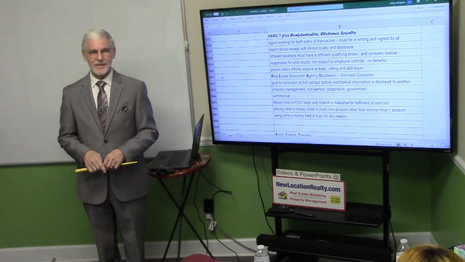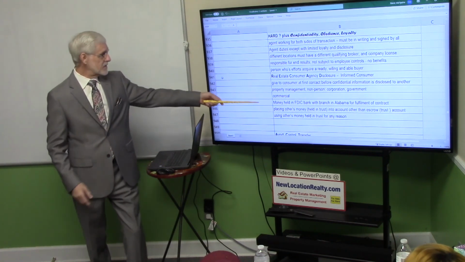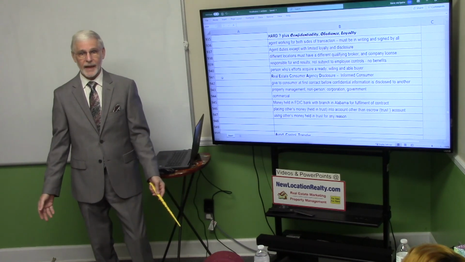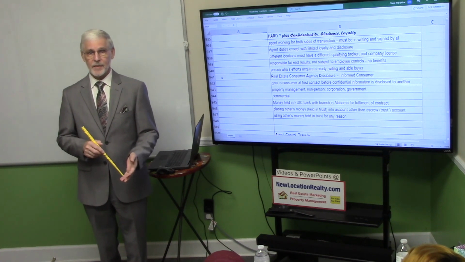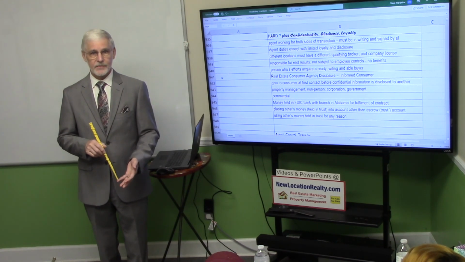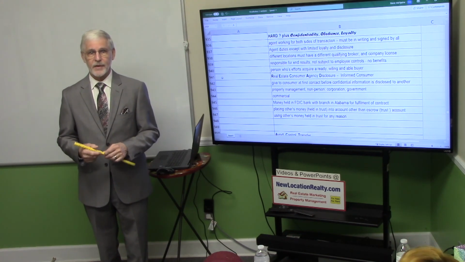Let's see, money held in FDIC, earnest money deposit. This has been changed, it's not just FDIC now, it's just a federally insured bank. It has to have a branch in Alabama. What's this money called? Escrow, earnest money, security deposits, placing another's money which was held in trust into an account other than the escrow.